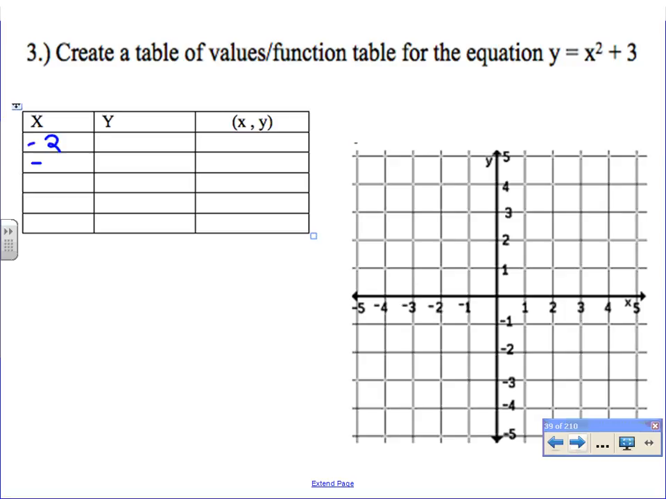So let's do this one. So let's use -2, -1, 0, 1, 2. If you plug -2 in for x, and I'll write one of these out, what is -2 squared plus 3? Abigail. Awesome. What happened to the -2, Abigail? Awesome. Good job. -2 times -2 is positive 4. So 4 plus 3 is 7. So -2 comma 7.